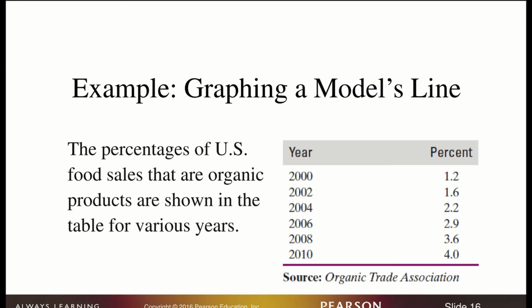Okay, so let's go ahead and look at an application. Here's graphing a model line. The percentage of U.S. food sales that are organic products are shown in the table for various years. So in 2000, 1.2%, in 2002, 1.6%, in 2004, 2.2%, etc. So we noticed an upward trend, right? So as we move through the years, the percentage of organic foods in the market are growing.